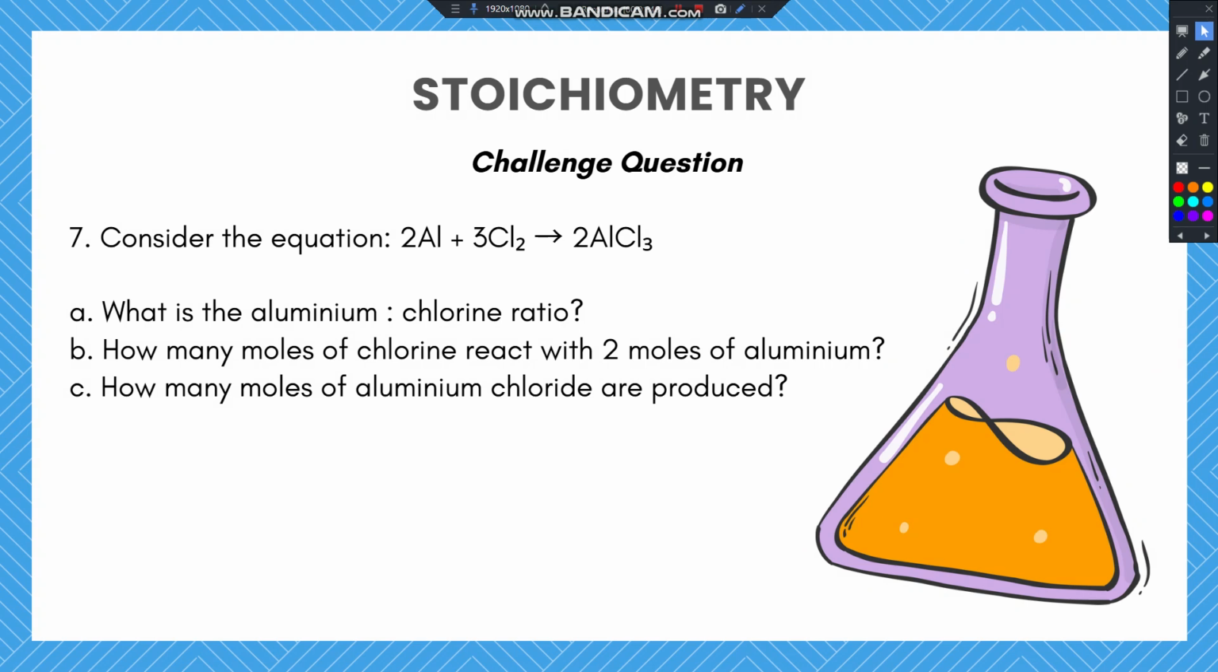Before then, here is a challenge question. I'd like somebody to try this out. Consider the equation on the screen. Question number 1 says, what is the aluminium to chlorine ratio? How many moles of chlorine react with 2 moles of aluminium? How many moles of aluminium chloride are produced?